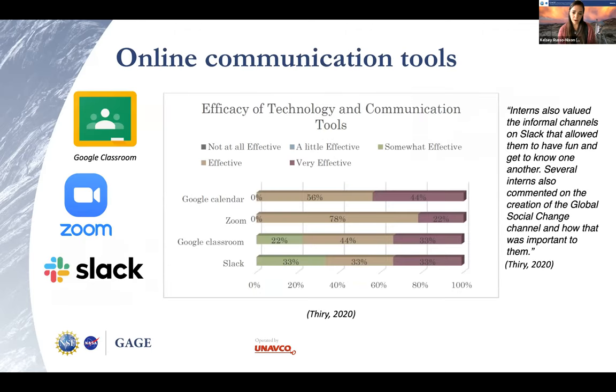So this is from our external evaluation. And so some of the findings that she had on how effective these tools were. For the most part, the students found them effective, especially having the calendar and Zoom. Those were big: calendar to keep everybody on track, and then Zoom so they could engage when they needed to, the Google Classroom.